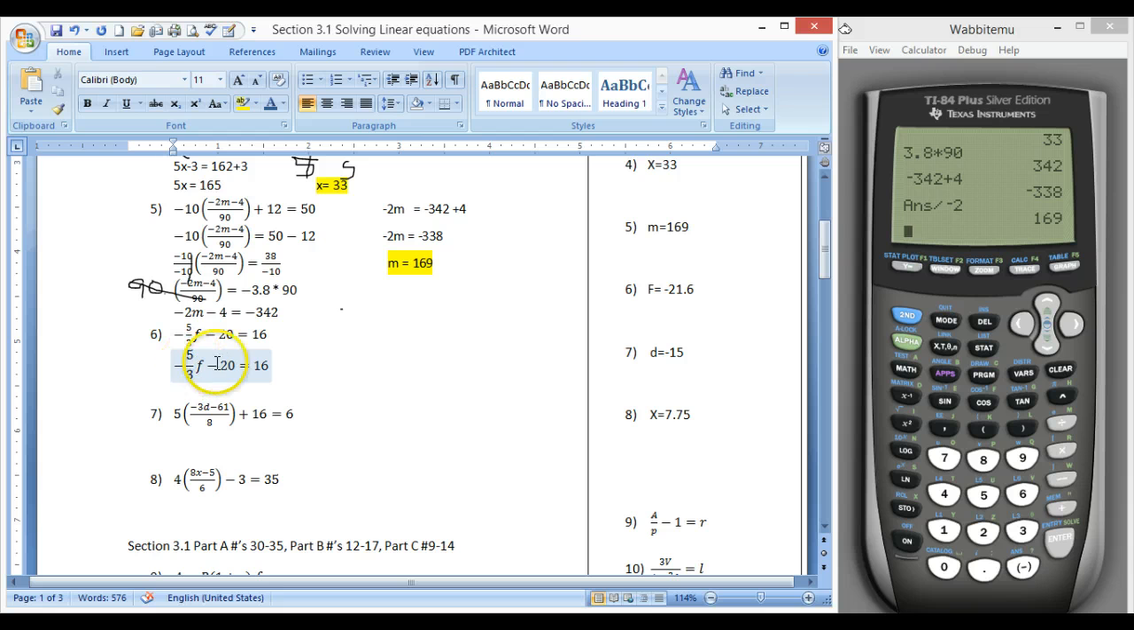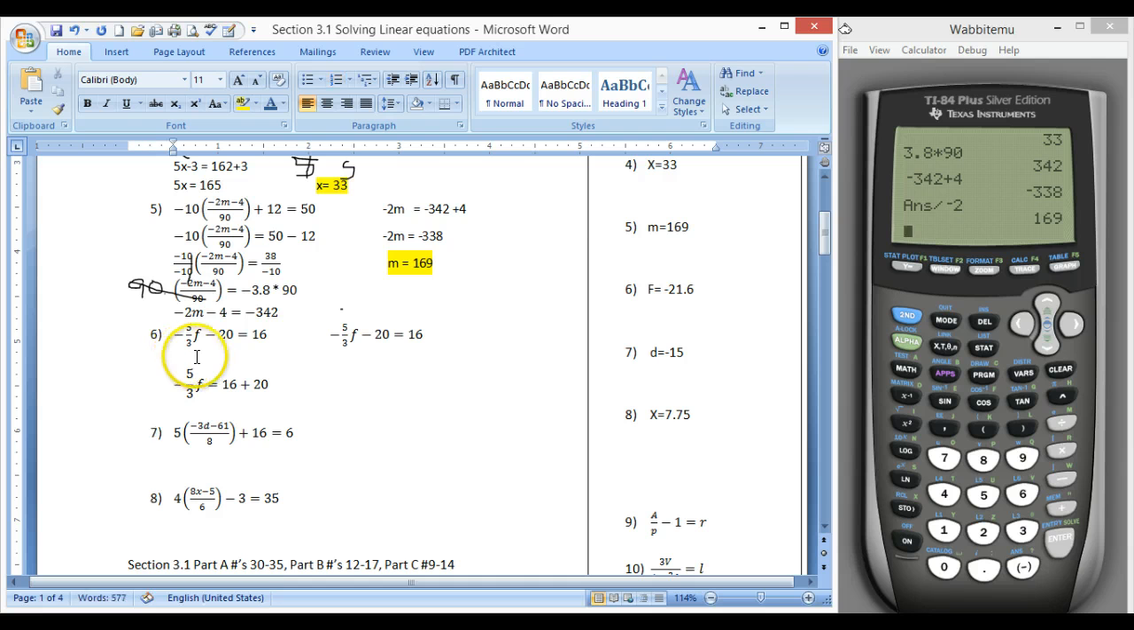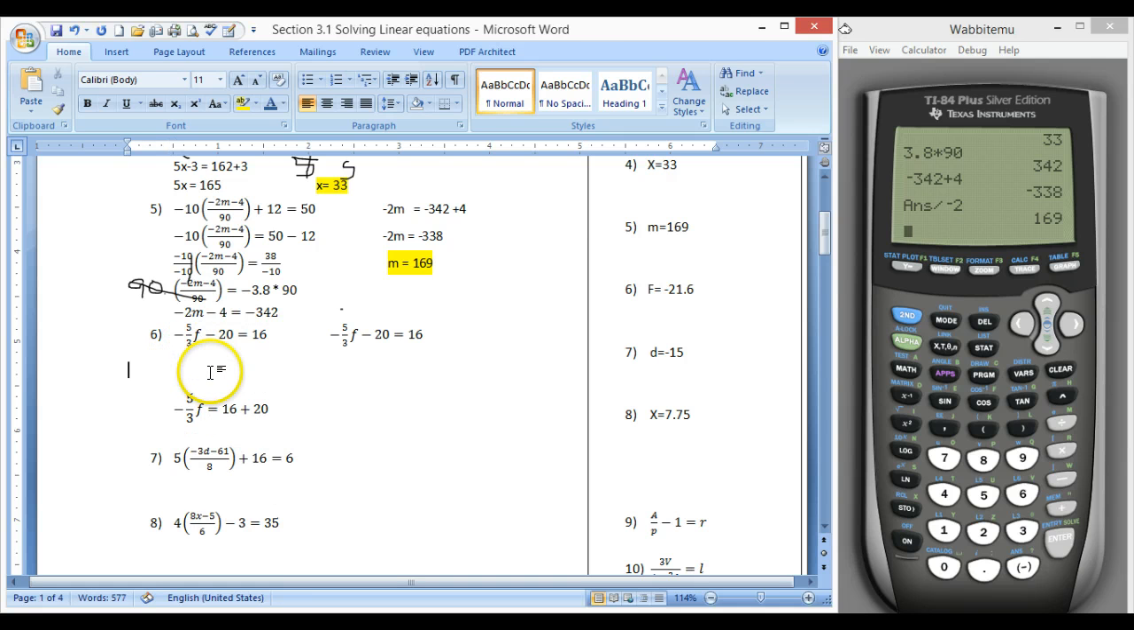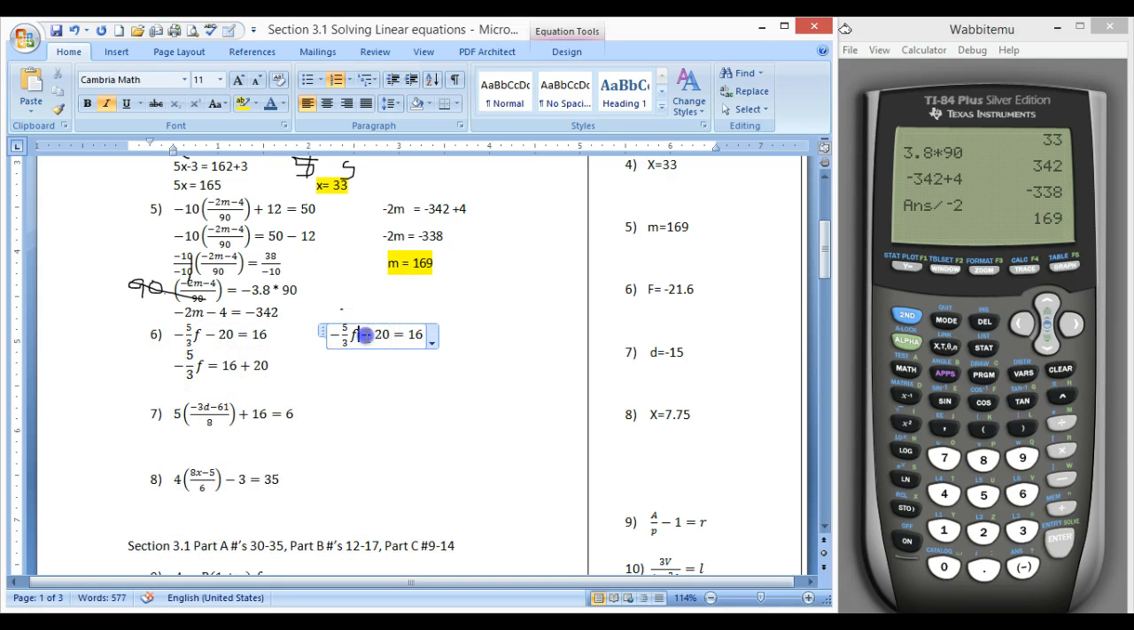Okay, so I have negative 5/3 f, and I'm going to be adding 20, the opposite. So I have negative 5/3 f. We're just going to throw that up here too. And I have 16 plus 20, which gives me 36 on this side.